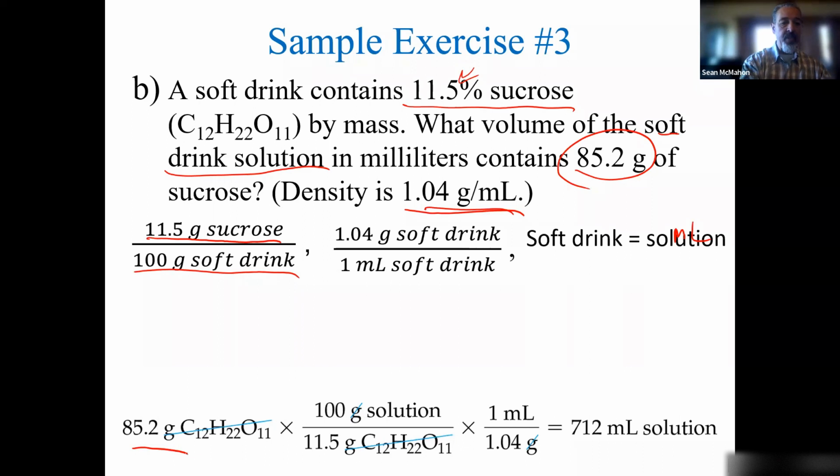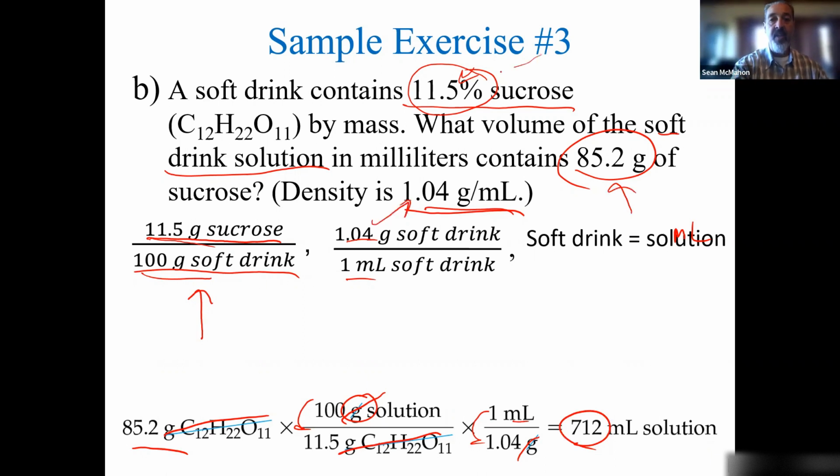I have 85.2 grams of sucrose. I know that there's 11.5 grams of sucrose from this percent per 100 grams of soft drink, but I'm going to flip this because I want the grams of sucrose to cancel. Now I have grams of solution. The density is there's 1.04 grams per mL of solution. So I can flip it, and then the 1.04 grams of solution cancels with the grams of solution unit there. I'm left with milliliters. It's 712 because I have 3 sig figs, 3 sig figs, 3 sig figs. Yep.